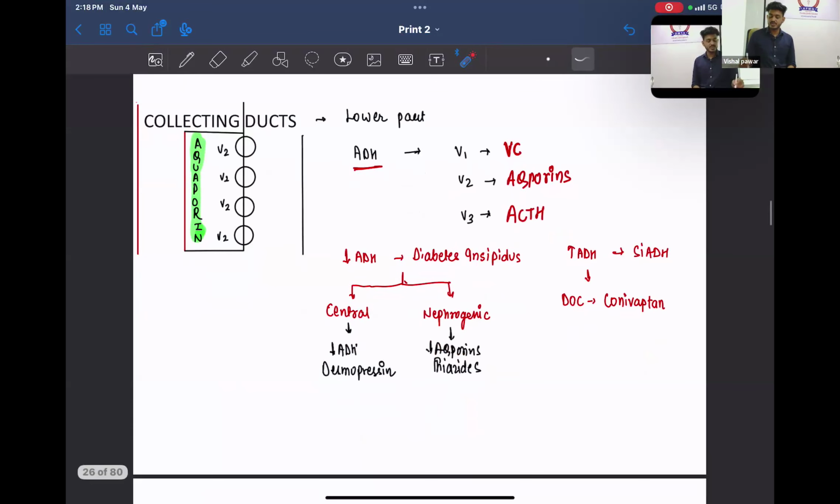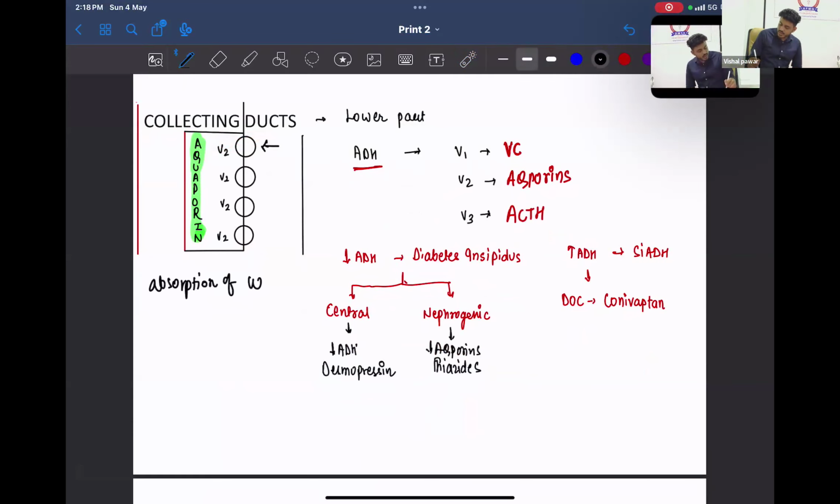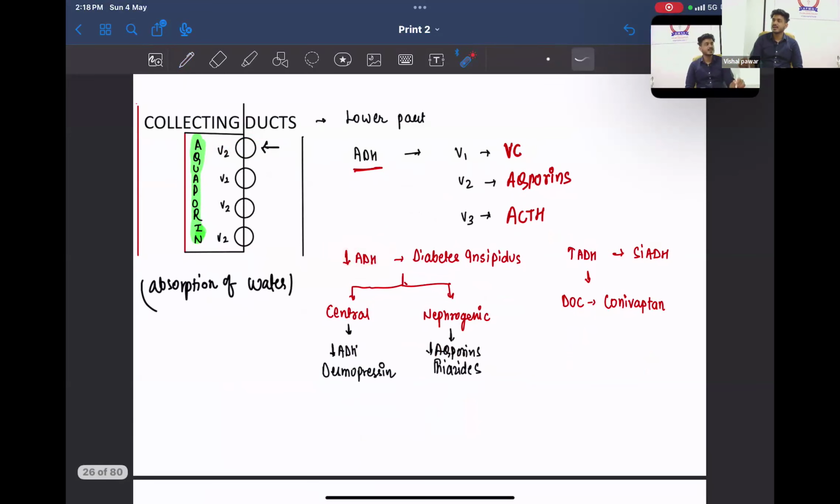Which receptor is going to be there in the kidney? V2. And this V2 is responsible for the absorption of water only. It has nothing to do with the salt, right? So you can have two important diseases over here. If you have a decrease in the levels of ADH, this is known as diabetes insipidus. If you have an increase in the levels of ADH, you can have SIADH.